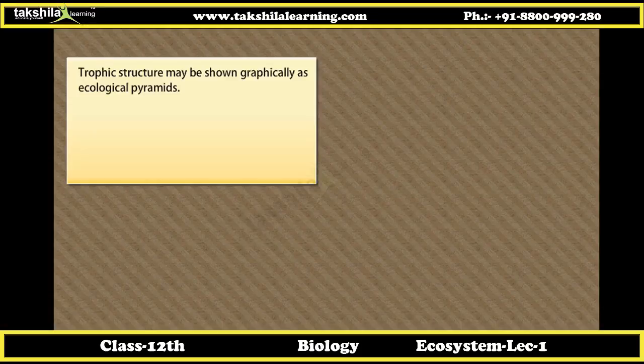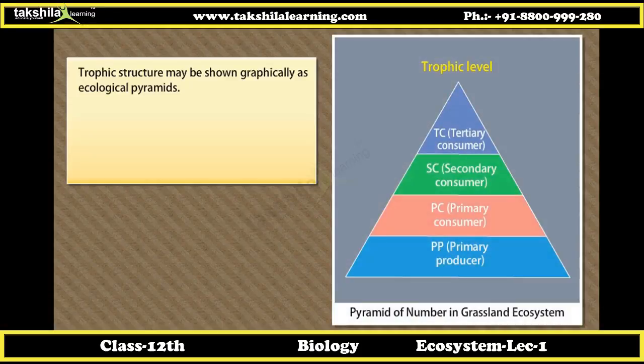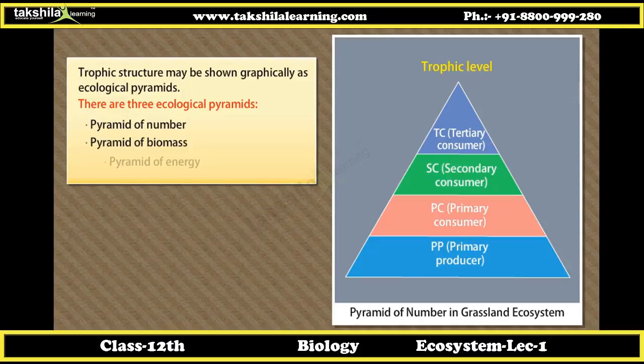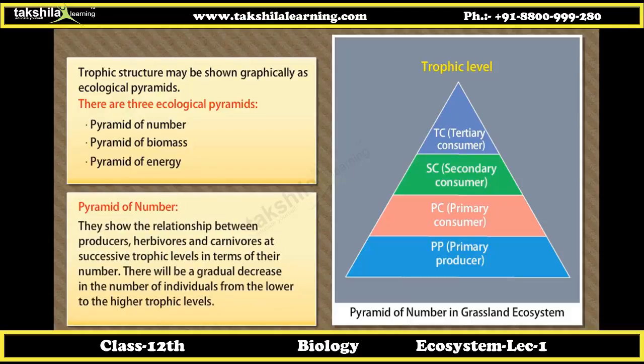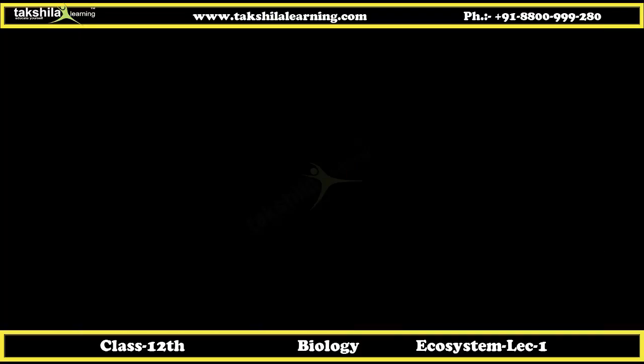Ecological pyramids. Pyramid of number. Trophic structure may be shown graphically as ecological pyramids. There are 3 ecological pyramids: pyramid of number, pyramid of biomass, pyramid of energy. Pyramid of number shows the relationship between producers, herbivores and carnivores at successive trophic levels in terms of their number. There will be a gradual decrease in the number of individuals from the lower to the higher trophic levels.